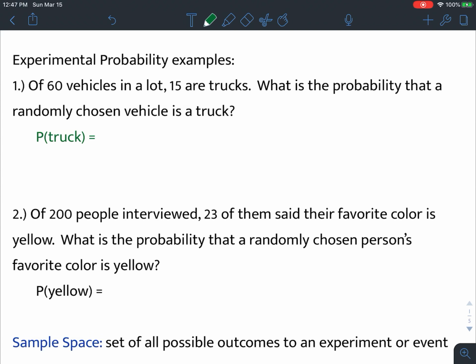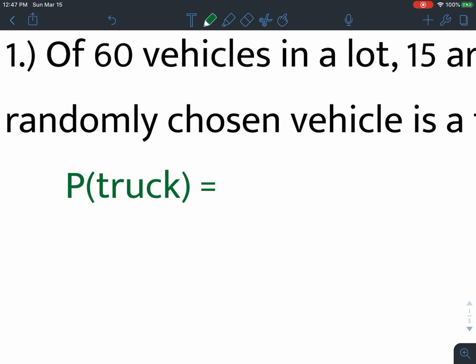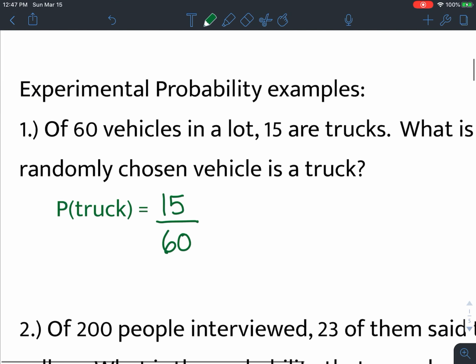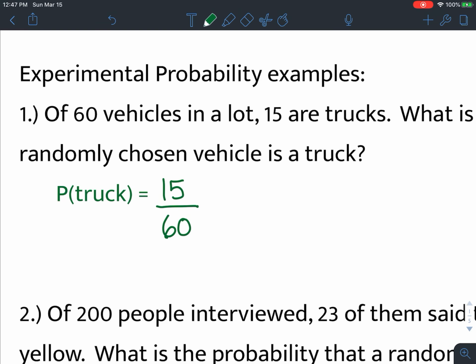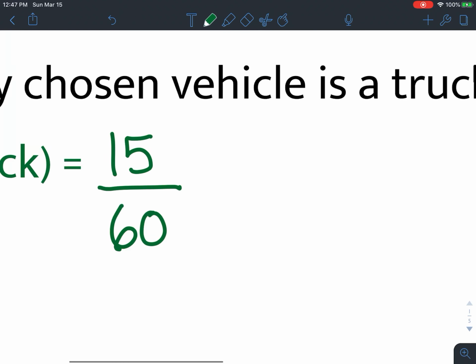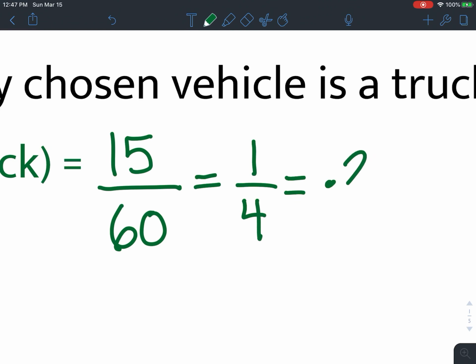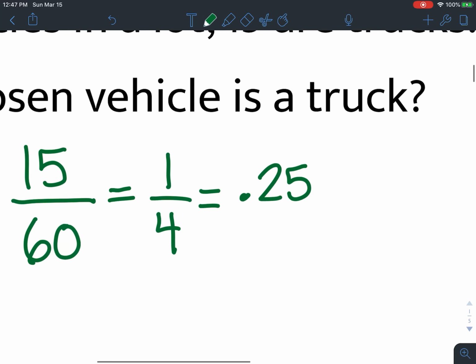Here's an example of experimental probability. Of 60 vehicles in a lot, 15 of them are trucks. What is the probability that a randomly chosen vehicle is a truck? Now, I'm sure you've done problems like this before, and you probably already know the answer. And that is 15 over 60, because 15 of the vehicles are trucks, and there are 60 total. And that can be reduced to 1/4, which is also 0.25, or 25%.